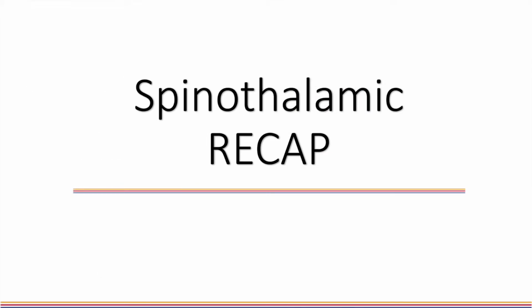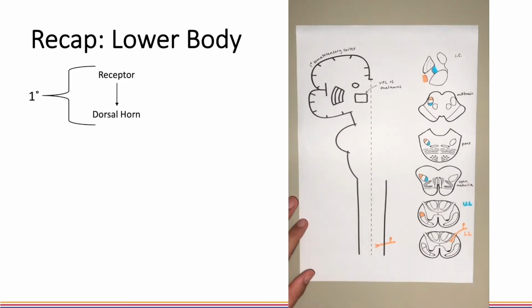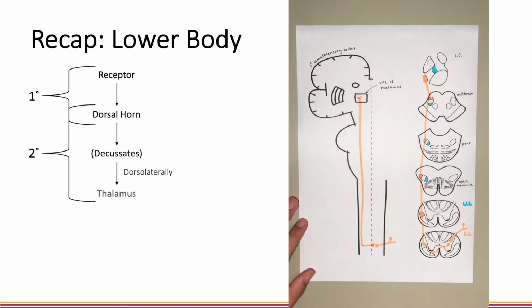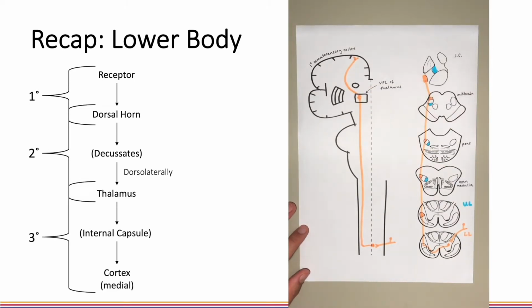Now let's recap the spinothalamic tract. For the lower body, the first order neuron runs from the receptor to the dorsal horn. The second order neuron runs from the dorsal horn, decussates, and then ascends dorsolaterally to the thalamus. The third order neuron runs from the thalamus to the medial side of the cortex via the internal capsule.